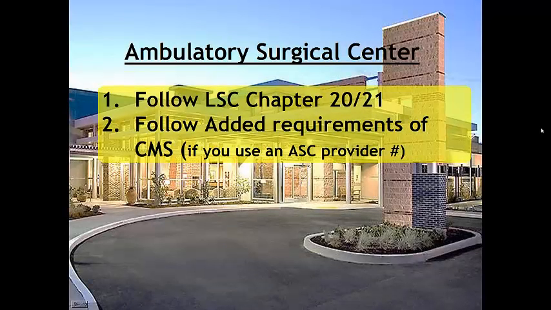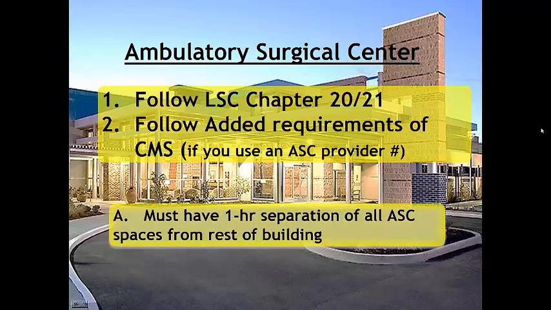Now, CMS has made one change having to do with ambulatory surgical centers. An ambulatory surgical center is an ambulatory care occupancy. But again, CMS is the AHJ, and they can make the rules as they see fit. And so they say, well, you have to follow the Life Safety Code, Chapters 20 and 21, and you also have to follow any additional requirements CMS has, if you're using an ASC provider number, that is. And they have extra rules.